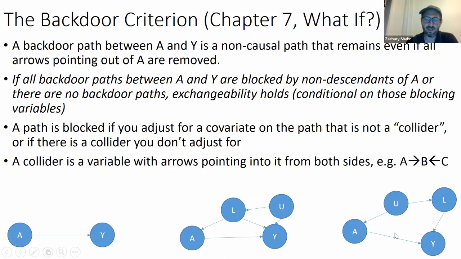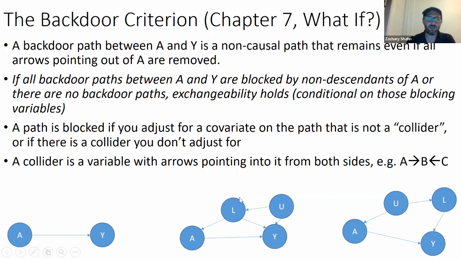And then here, again, you take out the arrows pointing out of A, and there's a backdoor path A to U to L to Y. So here's the backdoor path criterion. If all backdoor paths between A and Y are blocked by non-descendants of A, meaning something that doesn't have a sequence of arrows, A points to something, points to that, or there are no backdoor paths, like in this simple example, then exchangeability holds. And that means it holds conditional on those blocking variables.